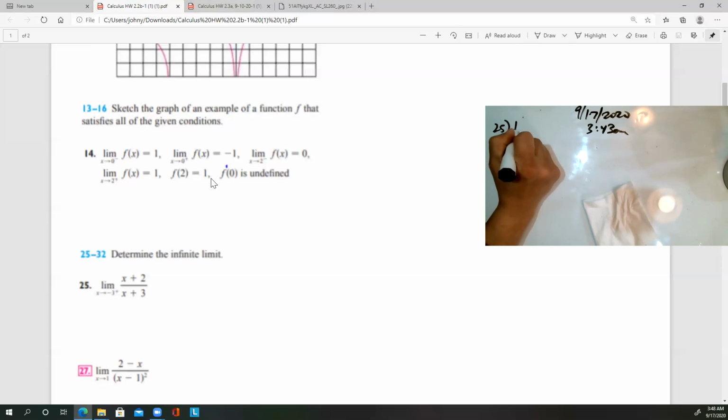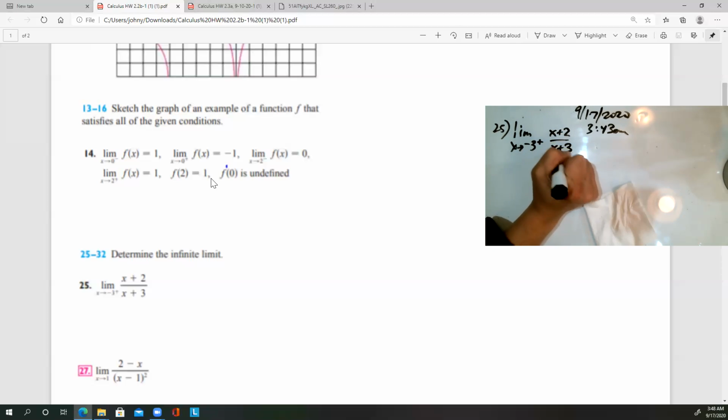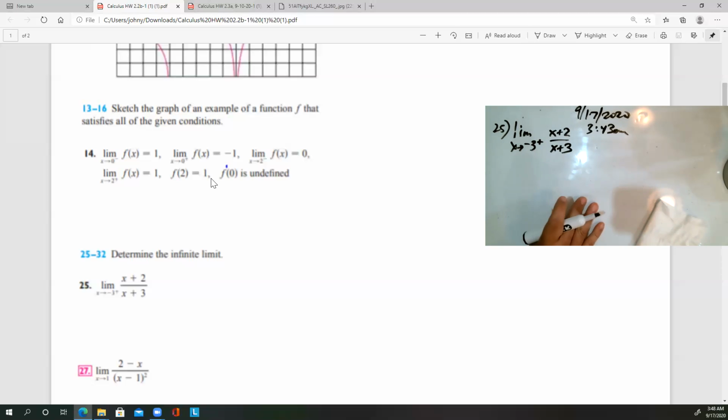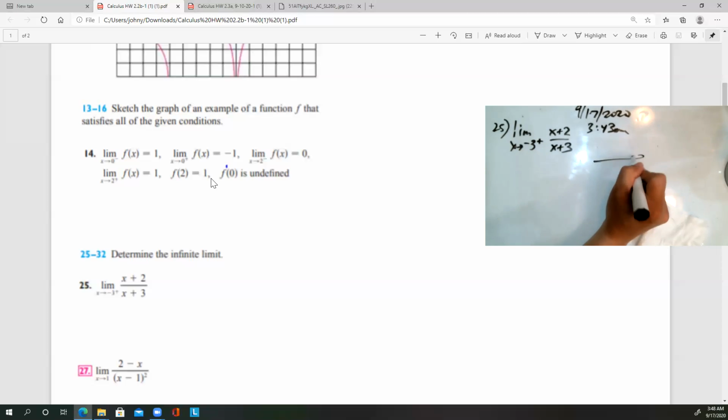The limit as x approaches -3 from the right of x plus 2 over x plus 3. You can graph it if you want. That might be the best idea. I don't have my graphing paper. I'm going to put values in here. It approaches -3 from the right. Here's -3, right? From the right, it's going to be like -2.99.